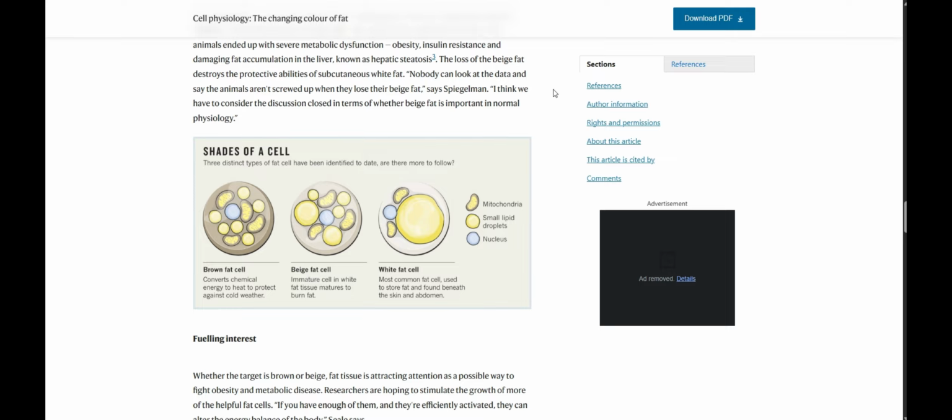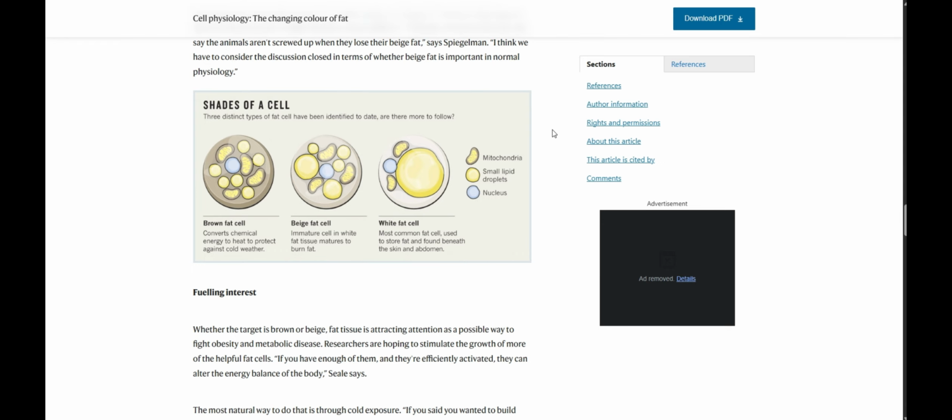I think nobody can look at the data and say the animals aren't screwed up when they lose their beige fat, says Spiegelman. I think we have to consider the discussion closed in terms of whether beige fat is important in normal physiology. Okay, well, it's your study, so you can close the discussion.